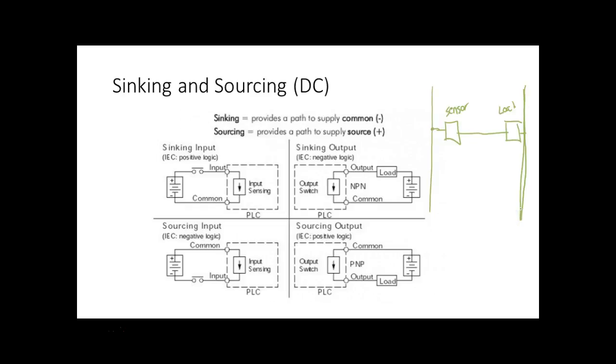Now, what is a common? I'm going to start connecting these things up, and all my sensors are going to be on the left, and the inputs to my PLC, or my load, will be on the right. And what's a common? A common is just a common connection spot for multiple devices. So the one on the left, this would be its common. The one on the right, this would be its common.